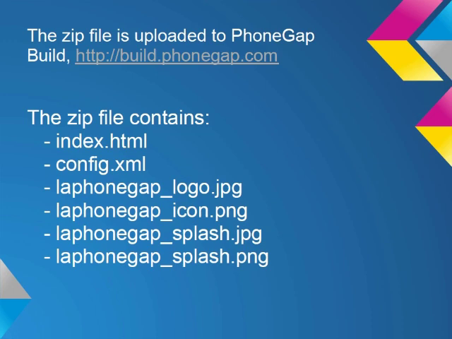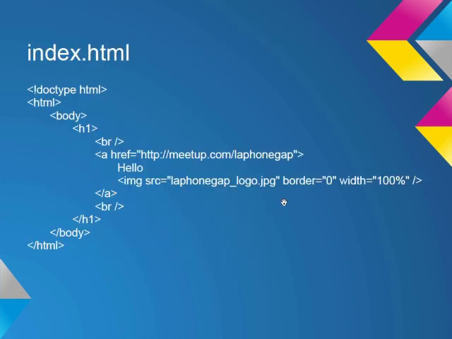The PhoneGap build is located here at build.phonegap.com, and this is where the zip file is going. The zip file that we're going to be putting up is going to contain an index file, configuration file for PhoneGap build, as well as these images. What's inside the index.html is a pretty standard Hello World application. We have a doc type specification for HTML5. We have an image and a link that when you click on it, it goes to our web page.